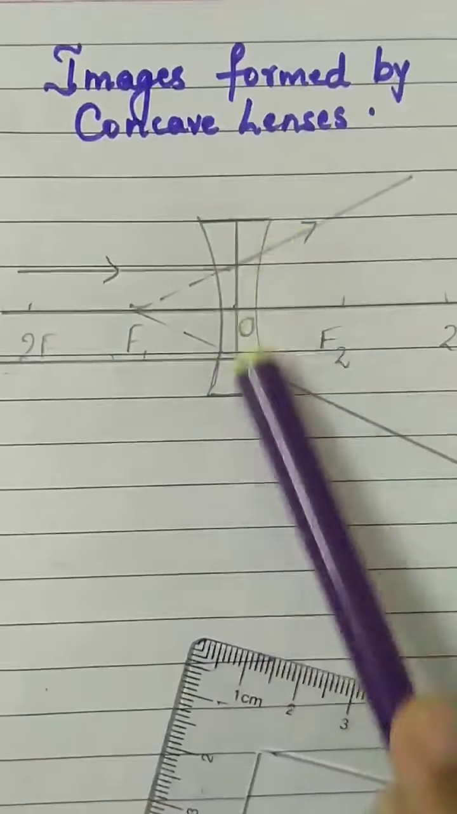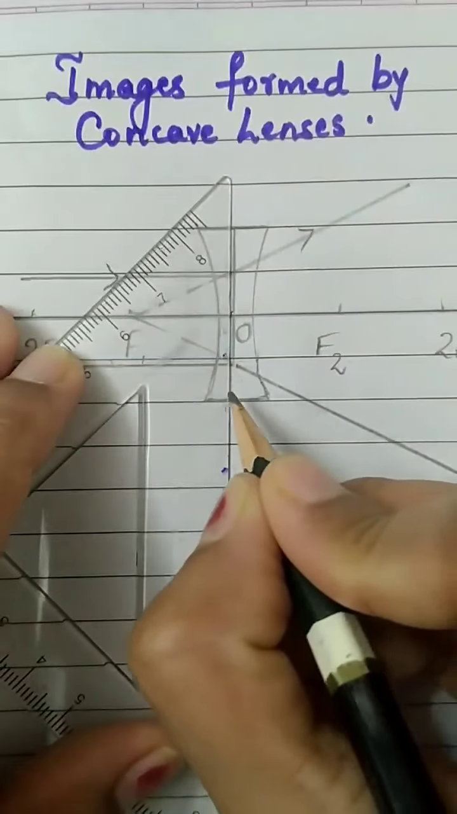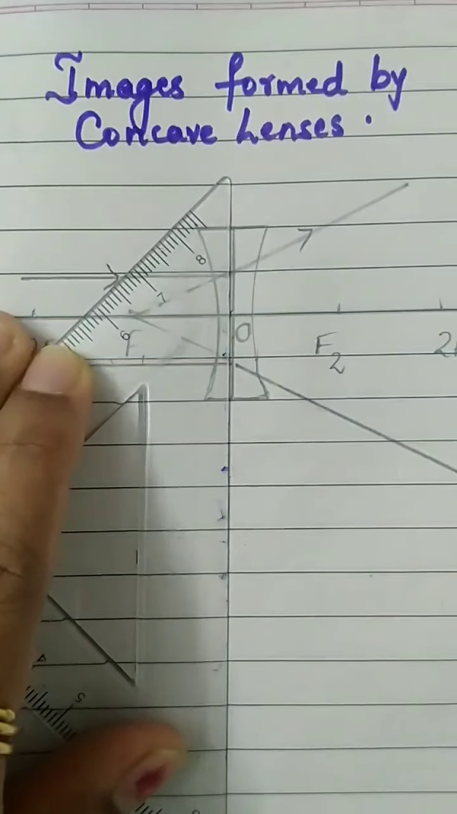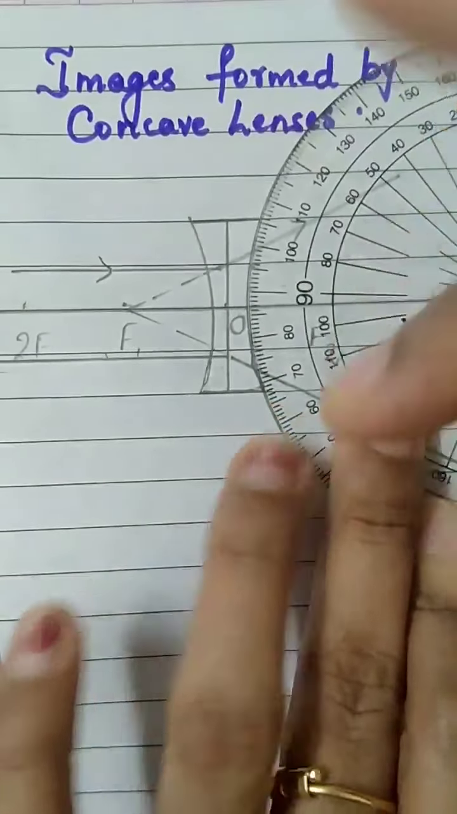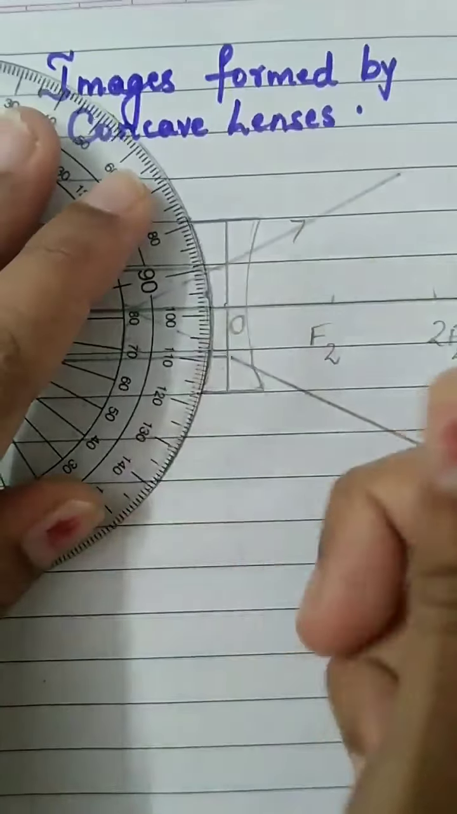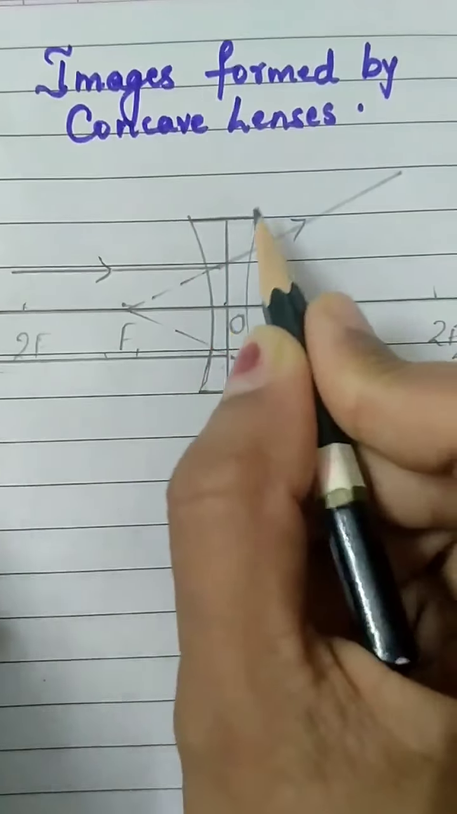So, I have drawn a concave lens for you. You can draw it by taking a proper segment of any length. Okay, this segment you will draw first. And then keeping the protractor this way, draw the outline. Okay, same way, this way you'll draw the outline and draw these segments.